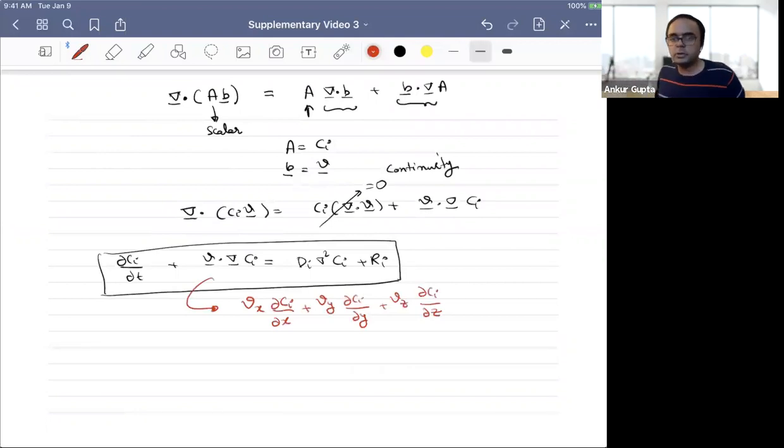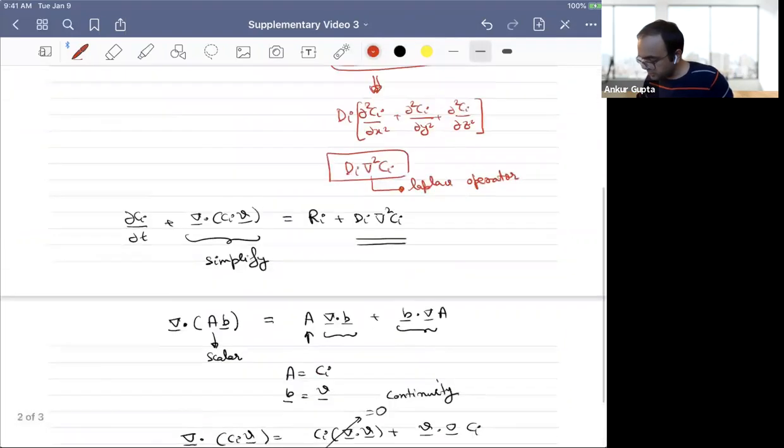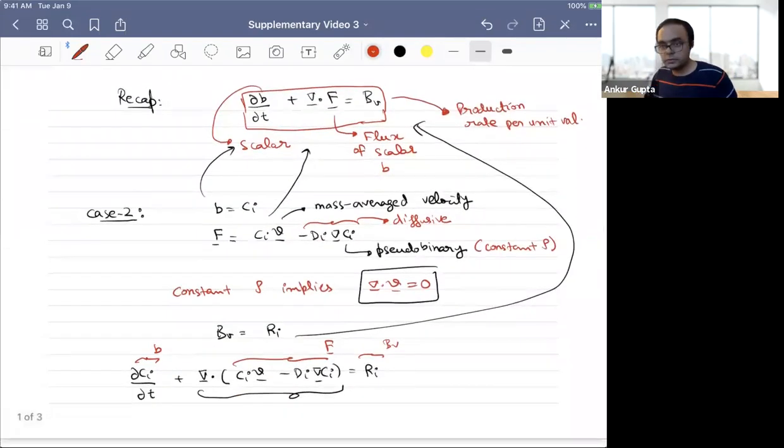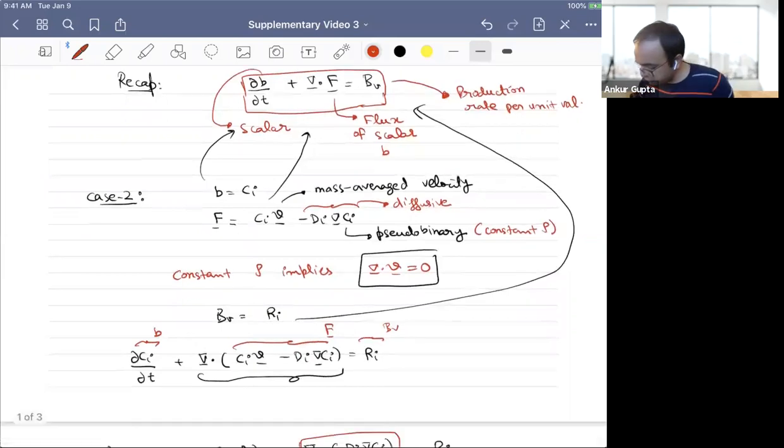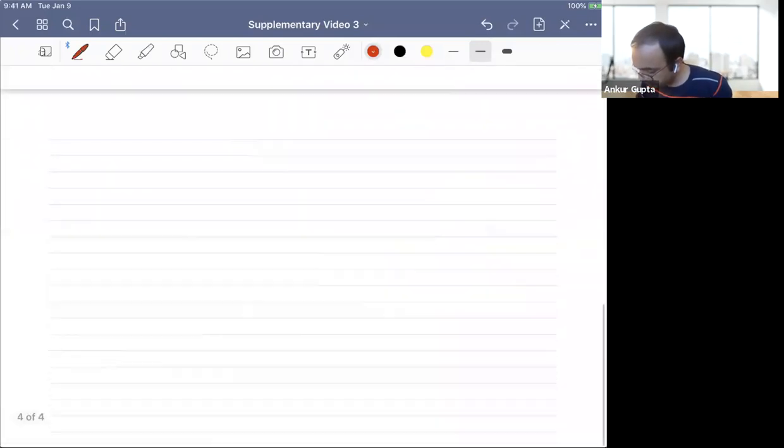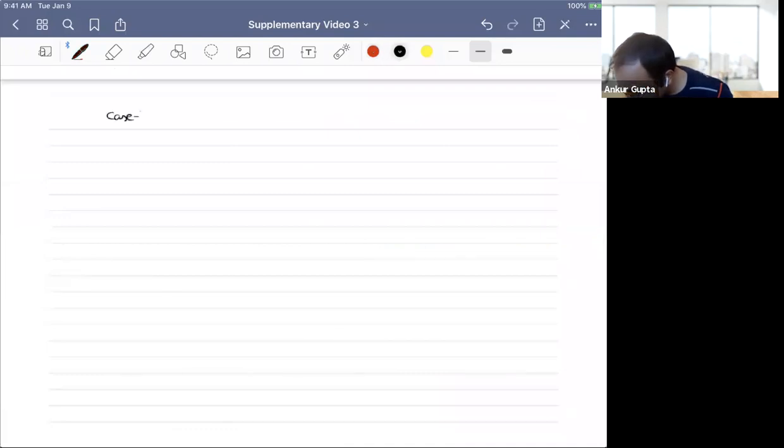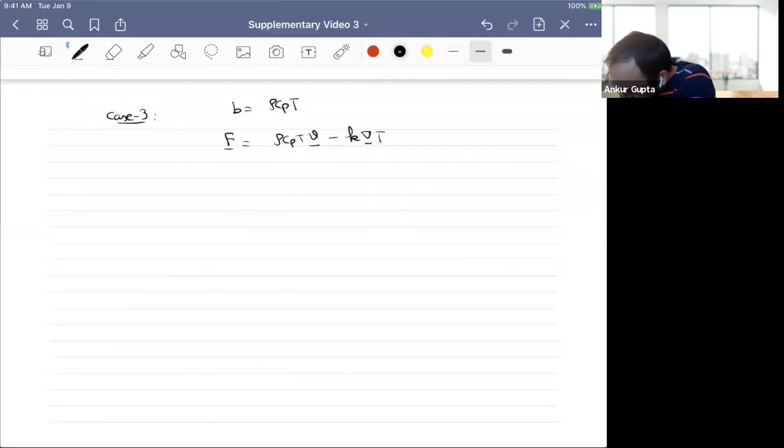Now let's go to the next case. We did case 2, which was the concentration and velocity, where the flux had one diffusive part, one convective part, and then the reaction rate. Let's do this for case 3. We had B equal to rho Cp T, and flux equal to rho Cp T V vector minus K grad T, which came from Fourier's law because this is the Q vector. And then we had BV equal to HV.